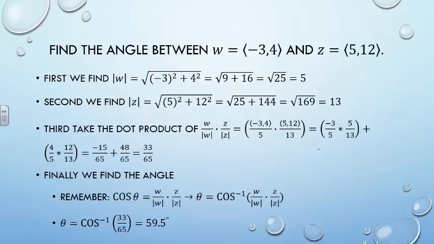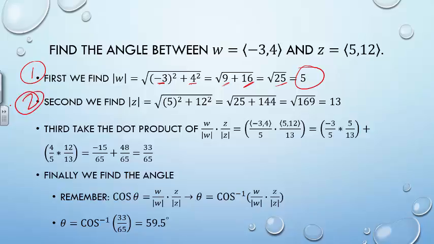Let's do an example. Find the angle between vector w equal -3, 4 and vector z equal 5, 12. Step 1, let's find the magnitude of w. So we take the x coordinate of w, -3, and the y of 4. We square each, add them together, and take the square root for magnitude. -3 squared is 9. 4 squared is 16. Add them together, we get 25. Take the square root, magnitude w equal to 5.